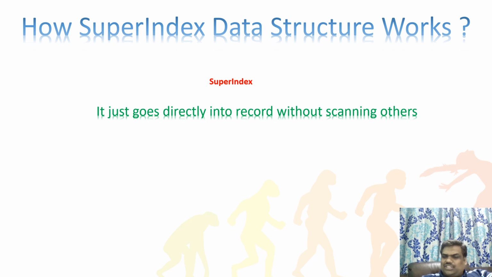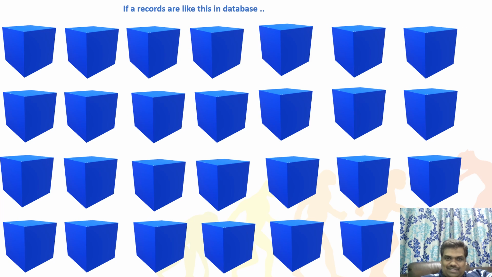Okay, that is the data structure working procedure. It just goes directly into the record without scanning others. Okay, just take our example. The records are sitting in this way.